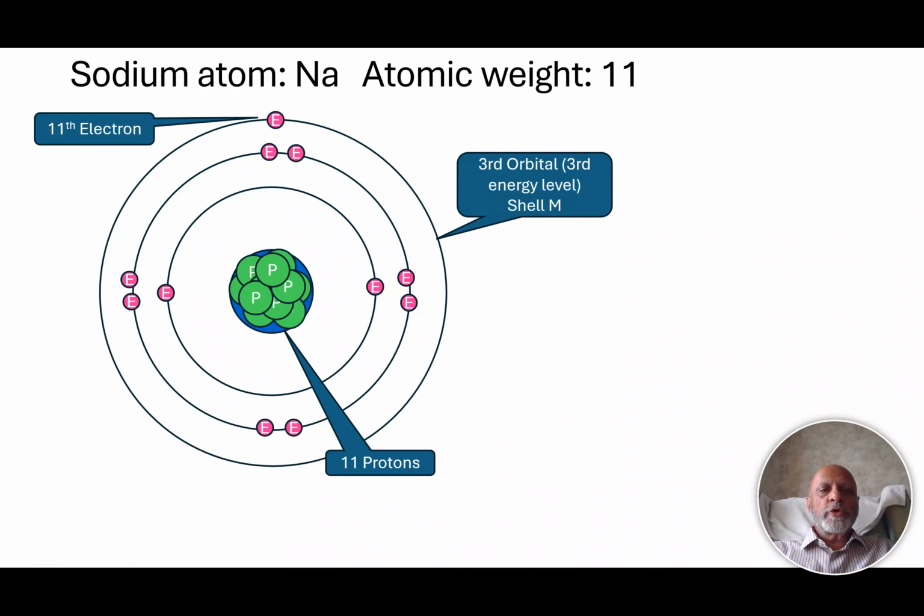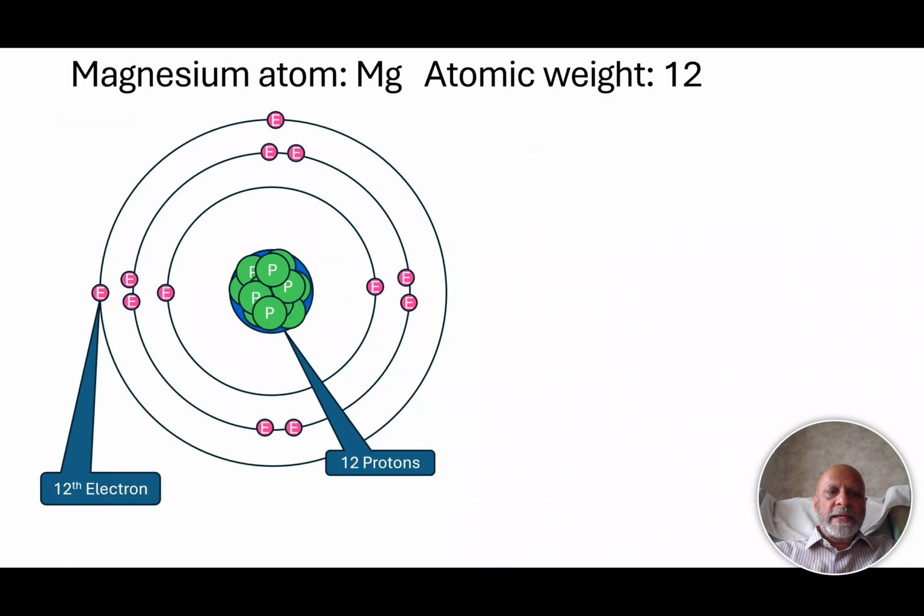So now when you come to sodium, which is atomic weight 11, the 11th electron opens up a third orbital, which is known as the shell M. And there's obviously always a matching number of protons to the electrons. So as you will see, they keep increasing in the nucleus. But a new orbit opens up for the 11th electron. And when magnesium requires one more electron, it adds into the third orbit.